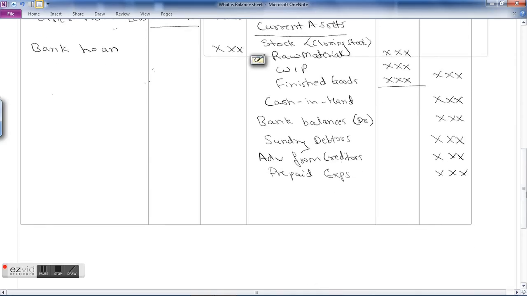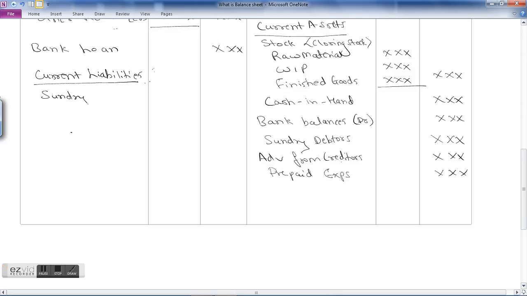Okay, then there may be other liabilities, your current liabilities. Current liabilities are liabilities which are for a short period. For example, your sundry creditors is a current liability. Now usually the creditors you pay off within 1 month, 2 months, so they are not for more than 1 year. So all those come under current liabilities.